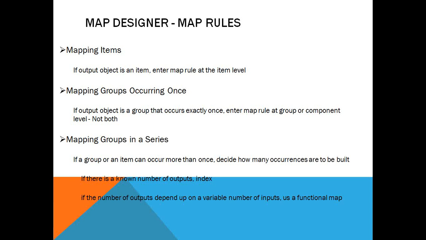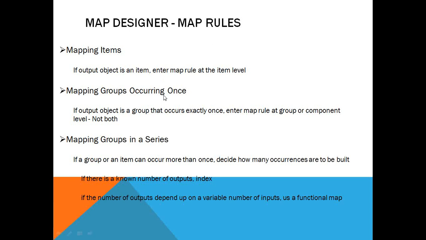Suppose now the group is different from input to output, then you can't do one-to-one mapping, group to group. You can't do record to record. You have to write the function map and pass it as an argument for that function map. Then inside the function, you have to do the mapping. Clear now, occurring once.